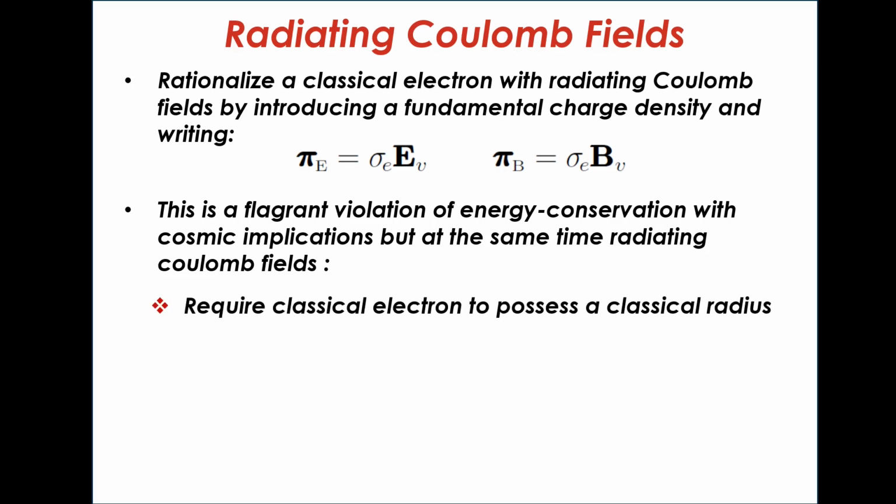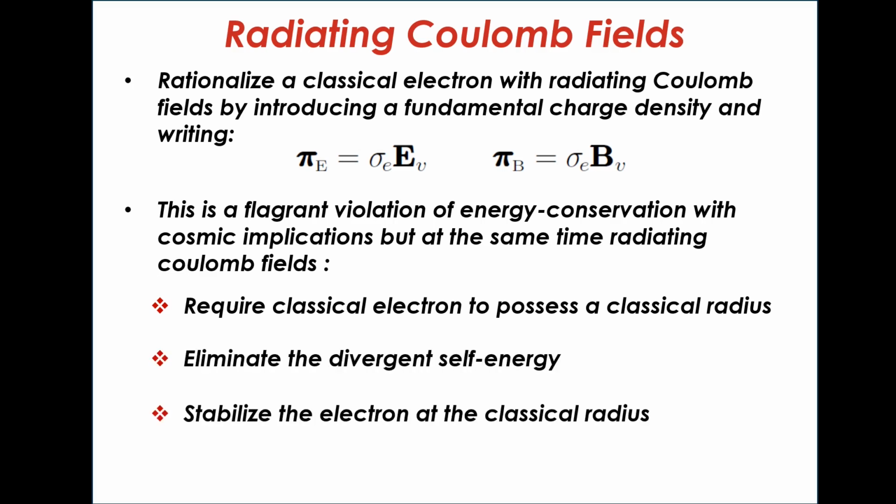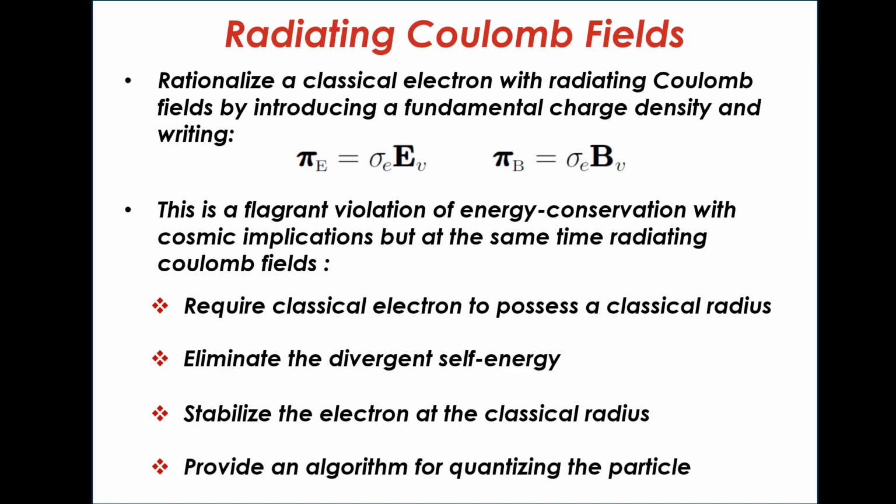Specifically, radiating Coulomb fields require the classical electron to possess a classical radius. They eliminate the divergent self-energy and stabilize the classical electron at the particle radius. And finally, they provide an algorithm for quantizing the particle.